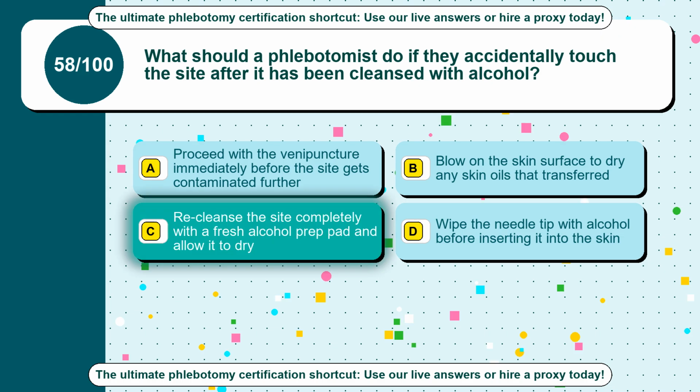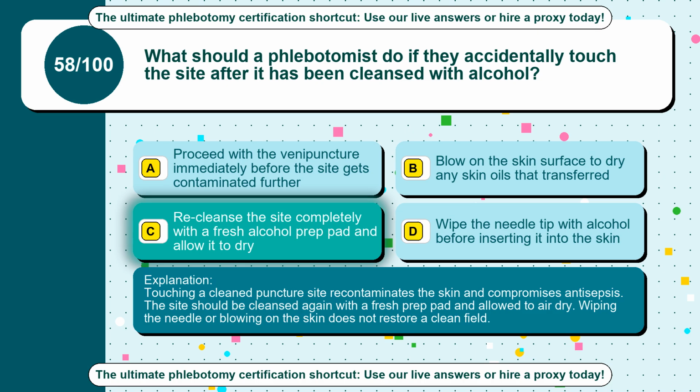The correct answer is option C. Re-cleanse the site completely with a fresh alcohol prep pad and allow it to dry. Touching a cleaned puncture site recontaminates the skin and compromises antisepsis. The site should be cleansed again with a fresh prep pad and allowed to air dry. Wiping the needle or blowing on the skin does not restore a clean field.